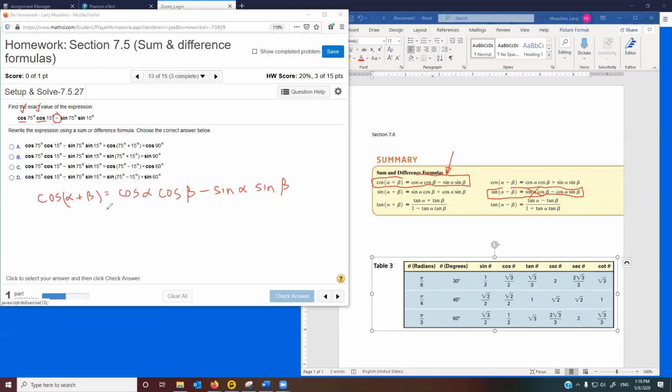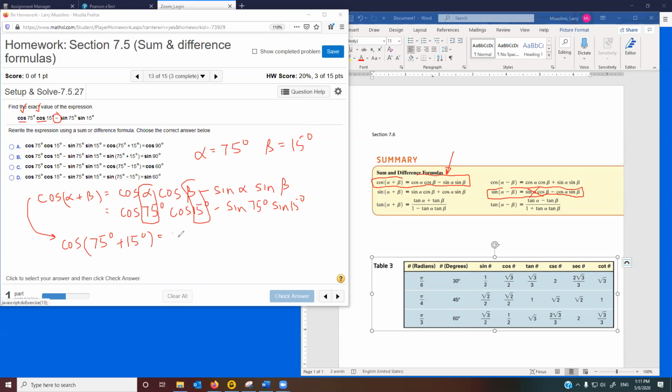Let me write the expression they gave us underneath so we can match up the angles alpha and beta. So this is what they gave us. And what I'm seeing then is alpha matches up to 75 degrees and beta matches up to 15 degrees. So that means this is going to be cosine of 75 plus 15, which is cosine 90. And I think they're going to ask us, what is the numeric value of cosine 90? So let's figure that out while we're at it.